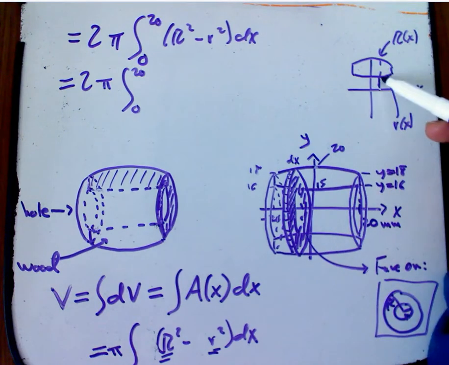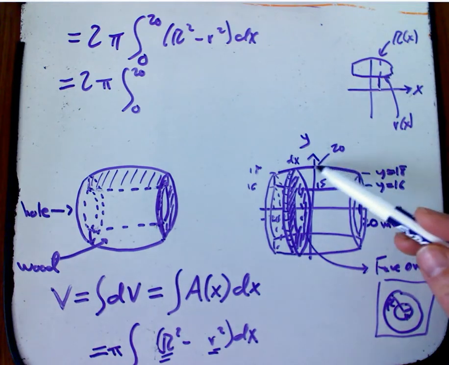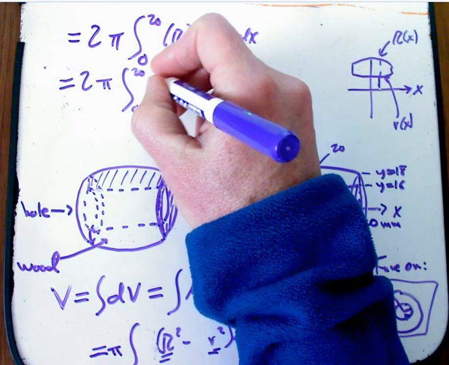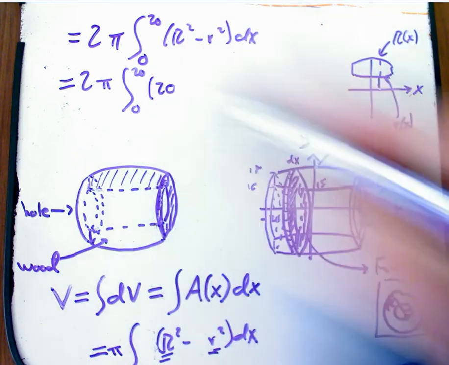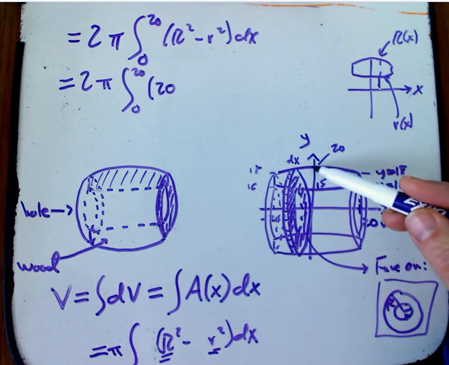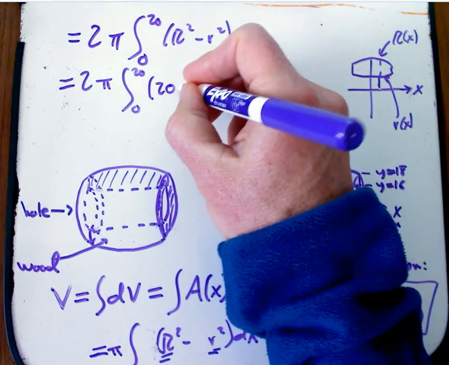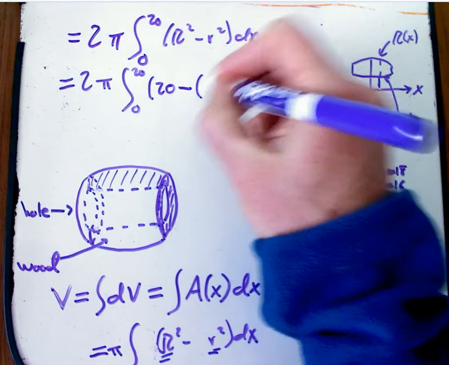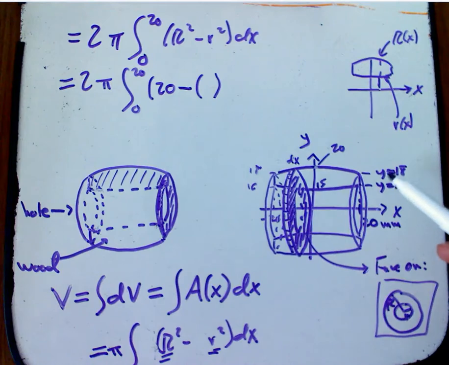That is simply the y value of this curve. Okay, so we need a parabola. So let's do the outer one first. That is a parabola that starts out at 20 when x equals 0 and gets a little lower. So it's going to be minus something squared. And it's not too hard to figure out.